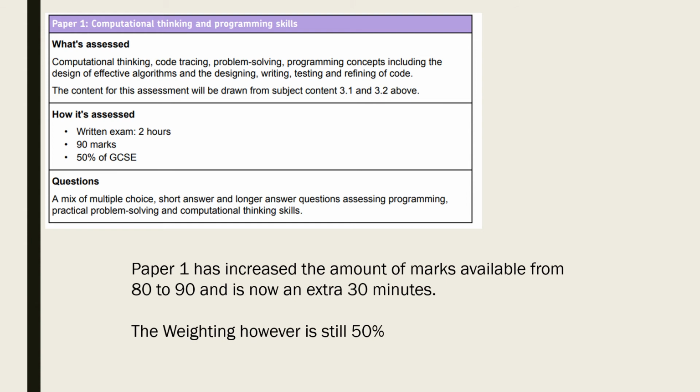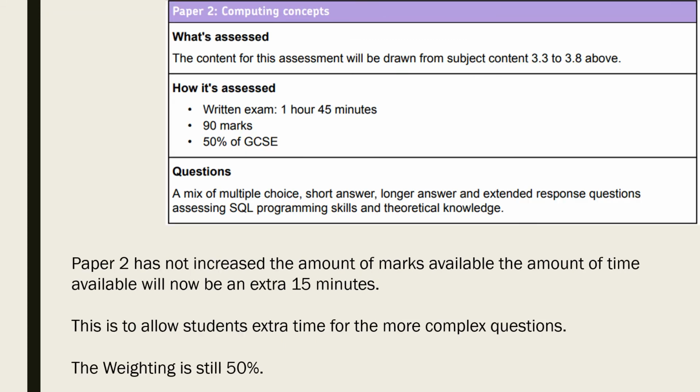Paper 1 has increased the amount of marks available from 80 to 90 and is now an extra 30 minutes. It's now a 2-hour exam. The weighting, however, is still 50%. Paper 2 has not increased the amount of marks available, but they have got extra time, an additional 15 minutes. This allows the students extra time for the more complex questions that the exam board felt they were struggling with. The weighting is still 50%, however.